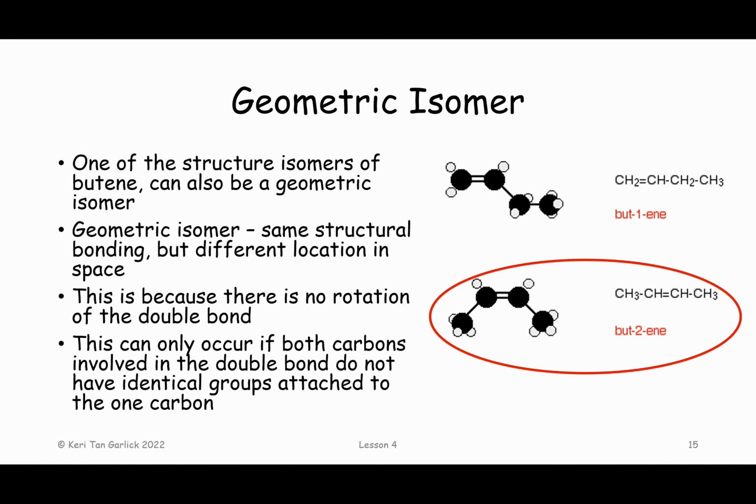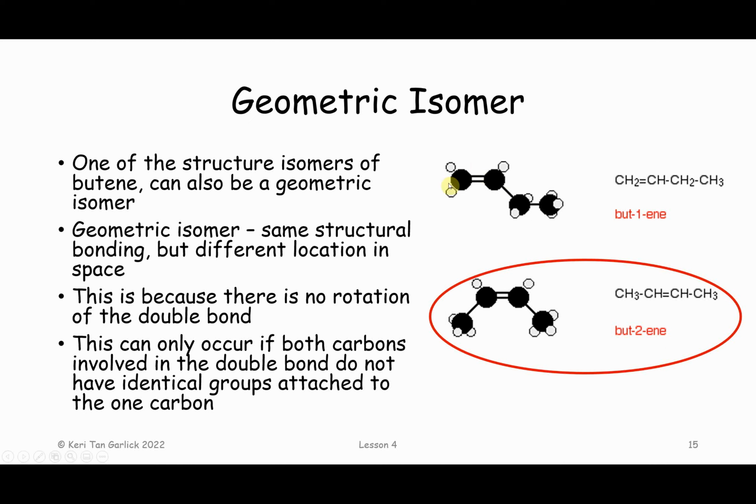And the other thing that needs to happen is that you need to have two different things attached to each of the carbons involved in a double bond. So for the butene, this carbon has a hydrogen and a methyl. This carbon has a hydrogen and a methyl. They don't need to be the same on each carbon. Each carbon needs to have two different things. So if this, for example, had a hydrogen and a chloro, that would still be able to do geometric isomers.